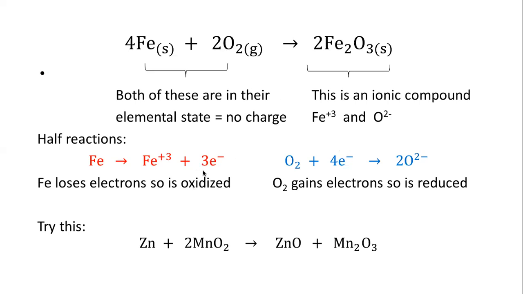So since it's oxidized, that means that the oxygen has to be reduced. So on this part of the reaction, we see that the oxygen has now gained 4 electrons, and now it has this 2 minus charge. And we will talk about what these coefficients mean coming up. That's why it's 4 electrons and not 2, because you have this coefficient here.